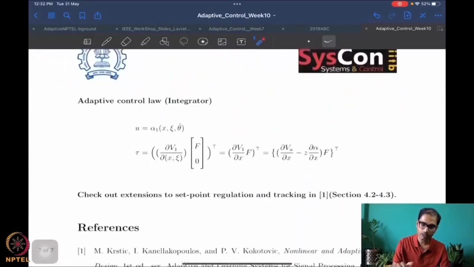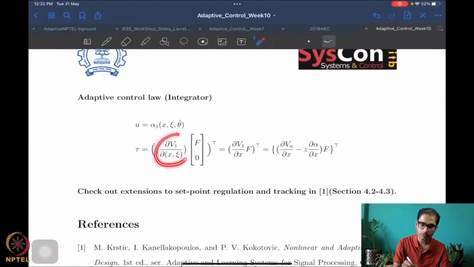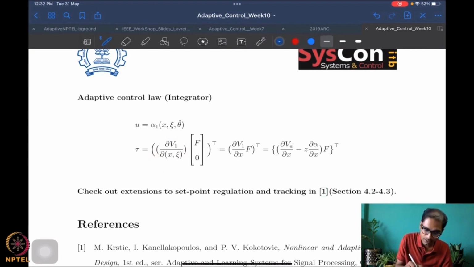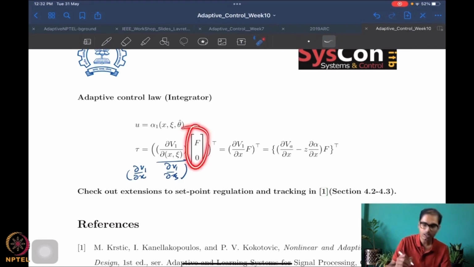So what do you have for the tuning function? It is the partial of V1 with respect to both states, times f0, the term multiplying the unknown. And if you actually compute this, the second term goes to nothing. So I'll just have del V1 del x times f, and again I can expand del V1 in this form. And so this is essentially my tuning function for this integrator system.